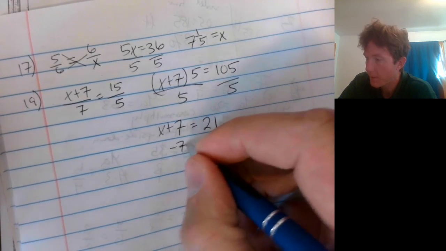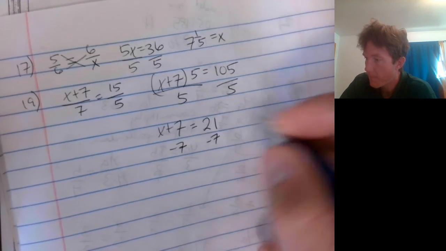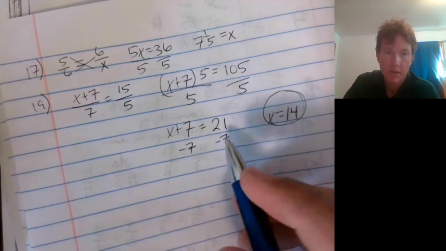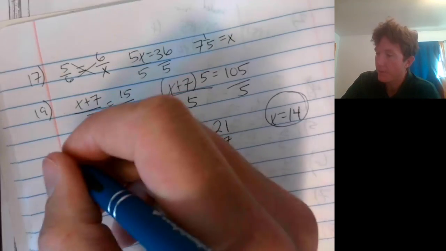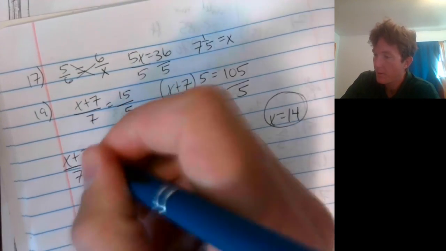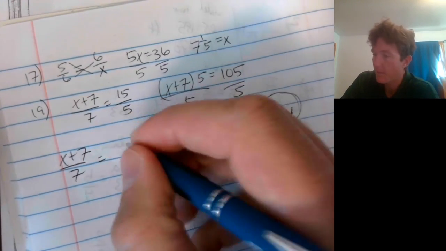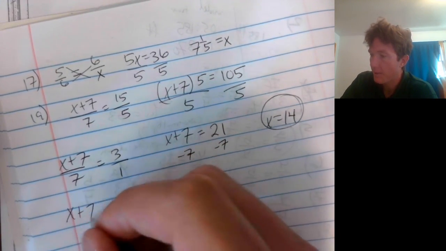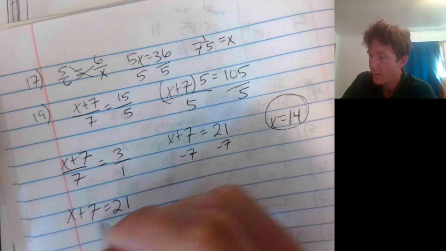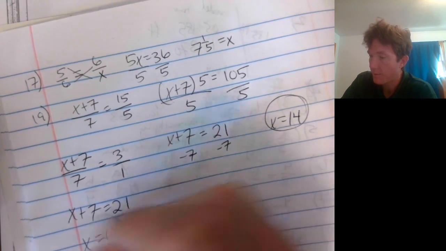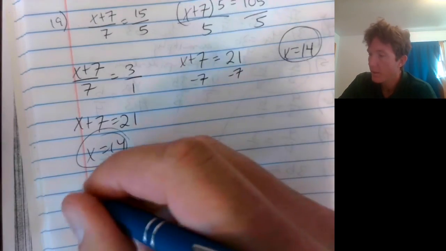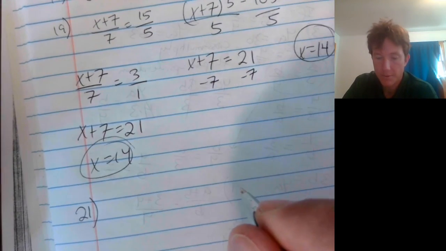Minus 7 from each side. x equals 14. That's one way to do it. Another way is to reduce this right off the bat. So now I cross multiply, you get x plus 7 equals 21. Subtract 7, you get x equals 14. That's a lot easier. It deals with smaller numbers. So try to simplify things first.